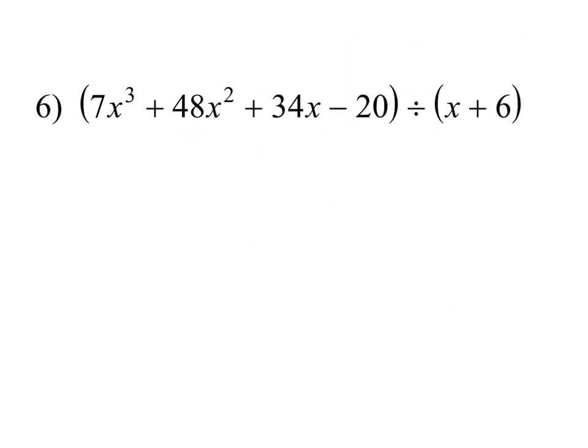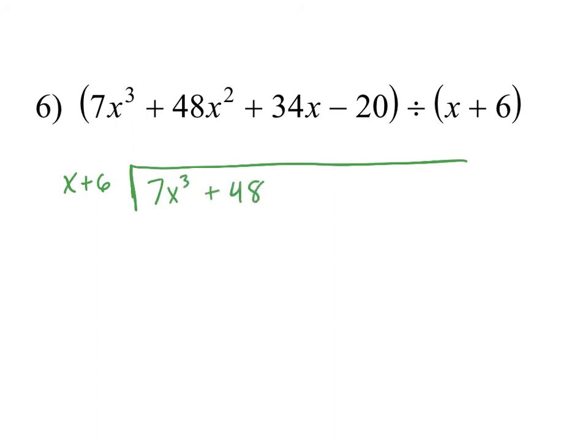So what goes on the outside? x plus 6. What goes on the inside? Are we missing any terms? Nope, we have cubed, squared, 1x, and none. So we're good to go. What times x gives us 7x cubed? 7x squared.